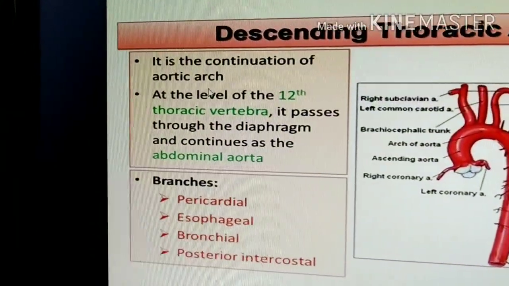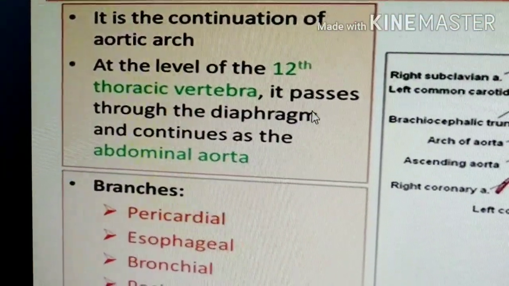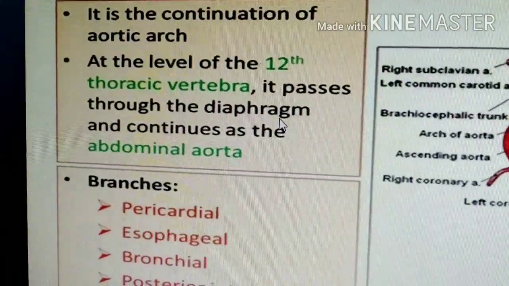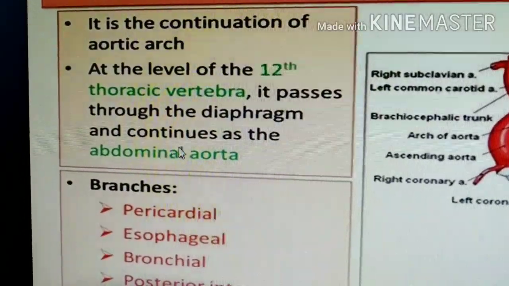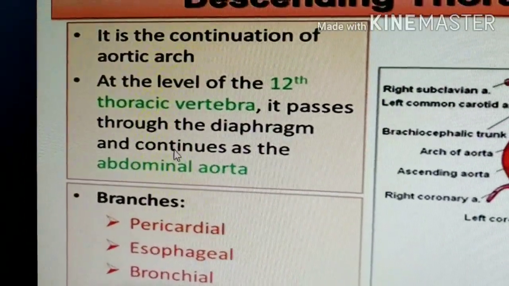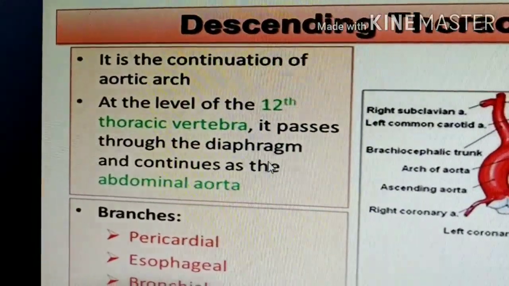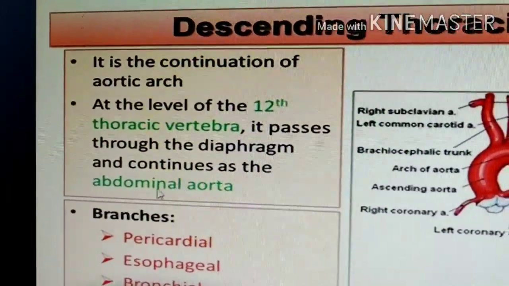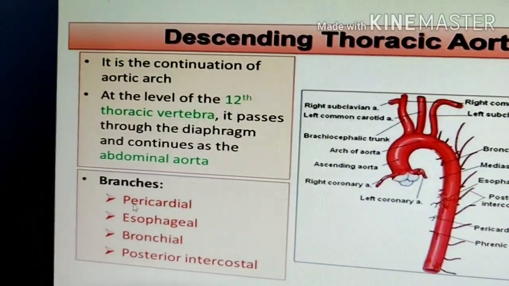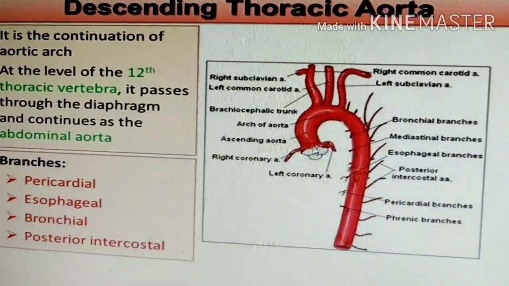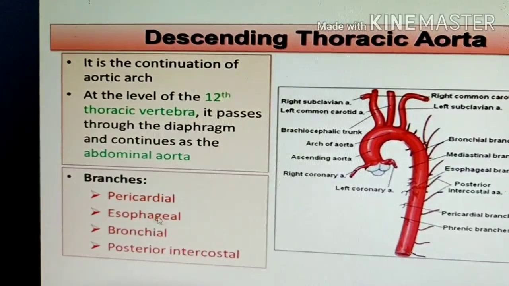It is a continuation of the aortic arch, and at the level of the 12th thoracic vertebra, it passes through the diaphragm. There is the opening for the esophagus, known as the esophageal opening, and then it continues as the abdominal aorta. It passes through the aortic opening through the diaphragm and continues as the abdominal aorta. So these are the ascending aorta, arch of aorta, descending aorta, and there are branches.